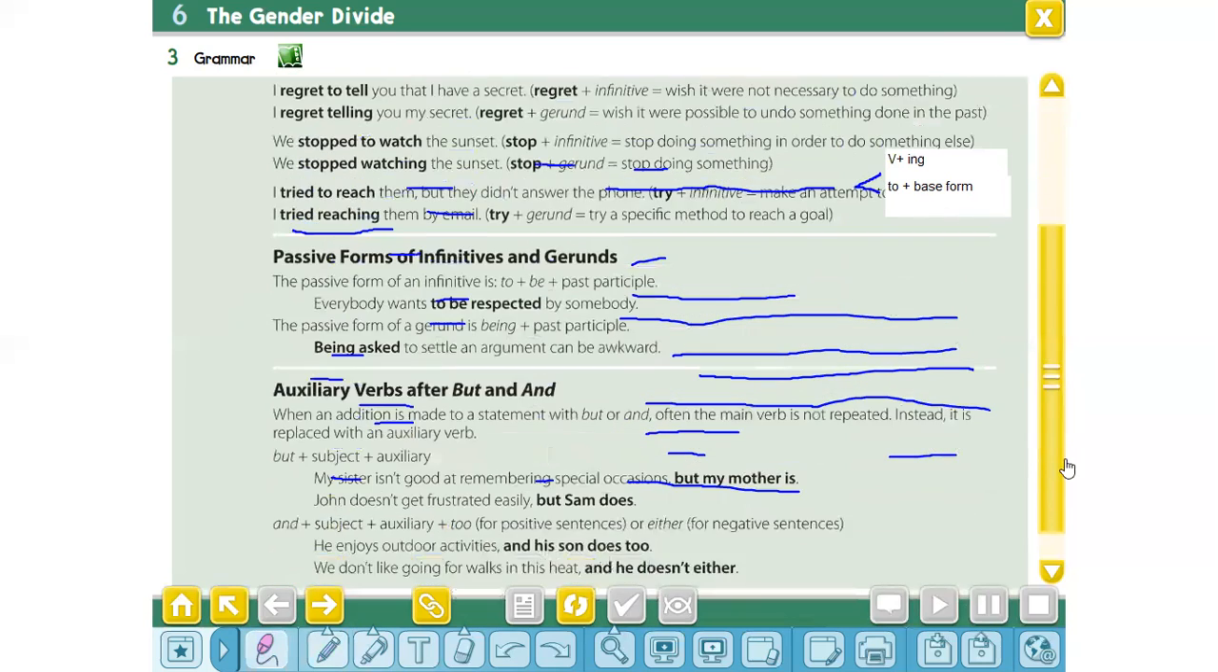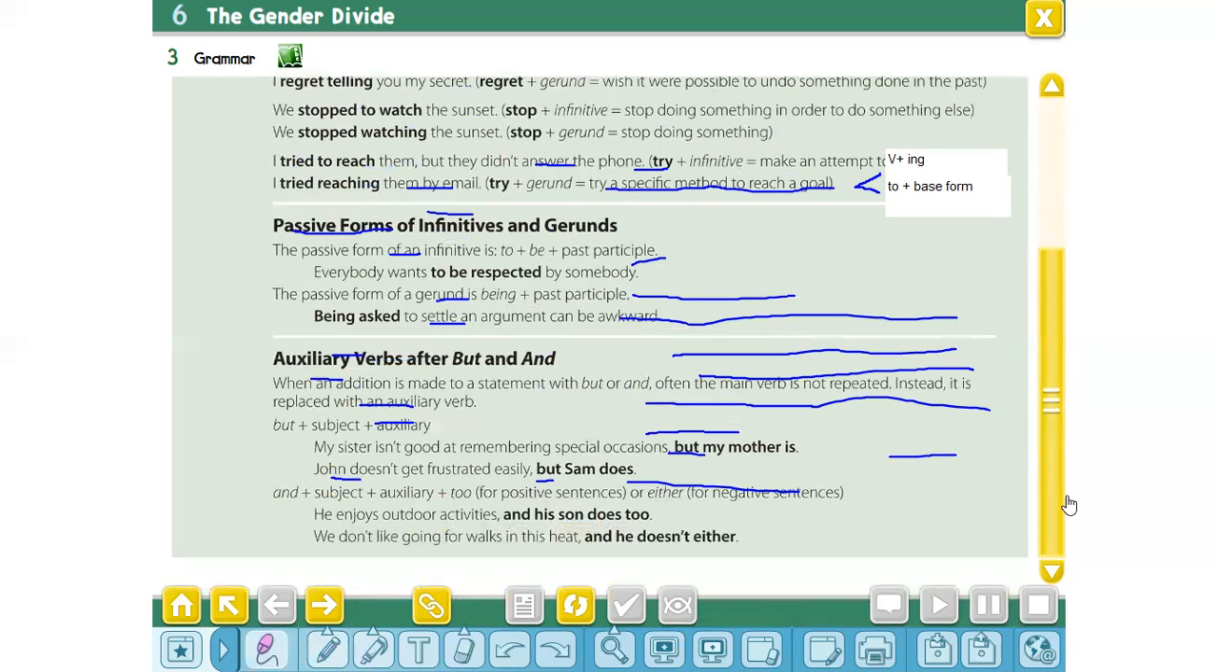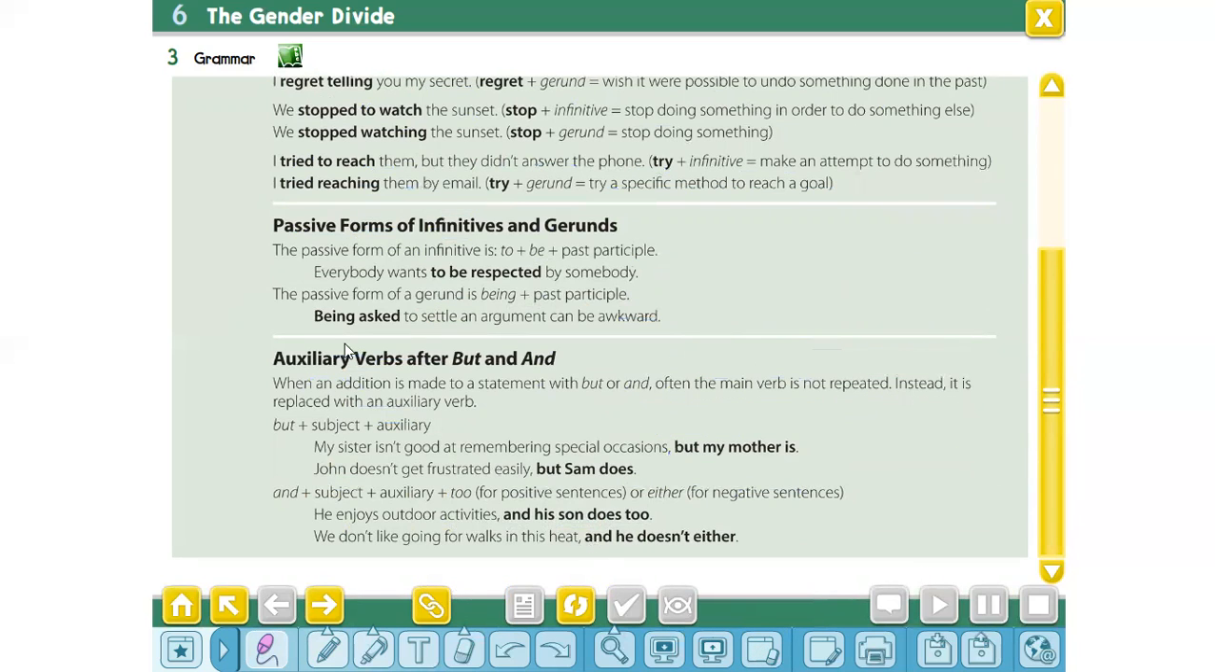Okay. Now we will learn how to use passive forms of infinitives and gerunds. The passive form of an infinitive is to be plus past participle. To plus be plus past participle. Past participle means the third form of the verb, like take, took, taken. We will use taken.